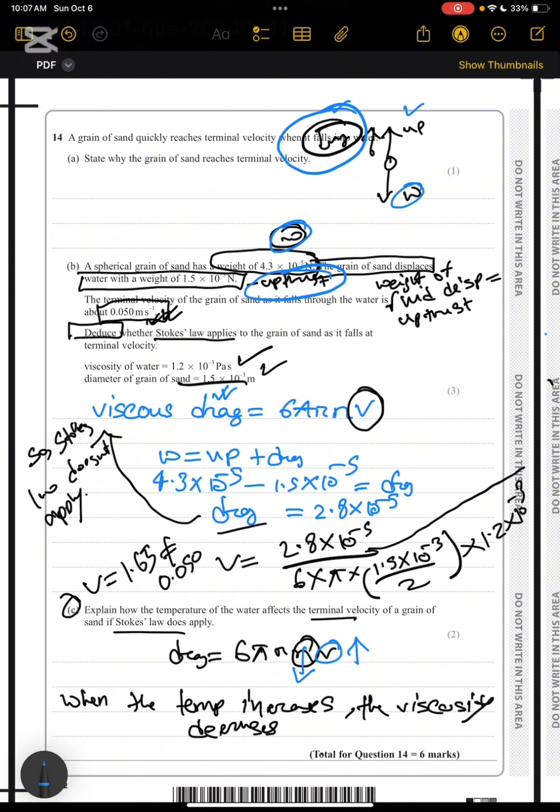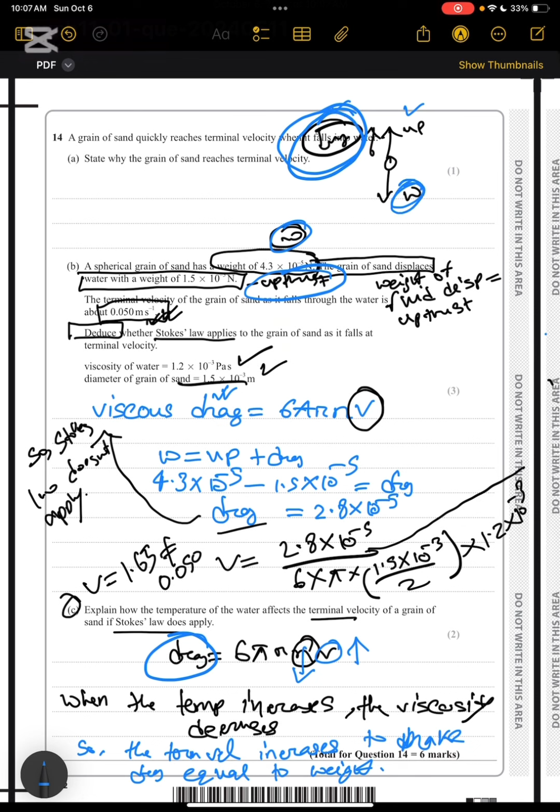So we can say the terminal velocity increases to make drag equal to the weight, because this drag needs to be equal to the weight. This drag needs to be equal to this weight. So we are done with question number 14.